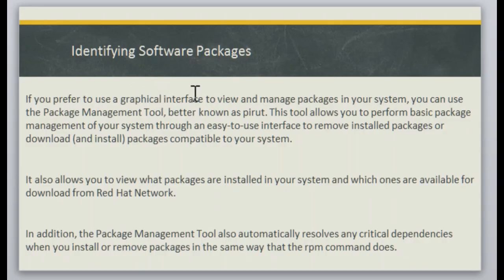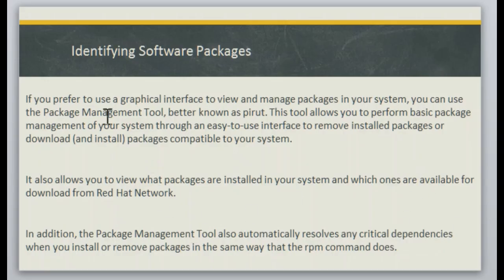So if you prefer to use a graphical interface to view and manage packages in your system, you can use the package management tool, which is also known as pyroot. This tool allows you to perform basic package management of your system through an easy-to-use interface to remove installed packages or download and install packages compatible to your system. It also allows you to view what packages are installed in your system and which ones are available for download from the Red Hat network. In addition, the package management tool also automatically resolves any critical dependencies when you install or remove packages in the same way that the RPM command does. Okay, so let's say you install a package and it also needs some other things to be installed with it. It's going to go ahead and install whatever it needs to go along with it.